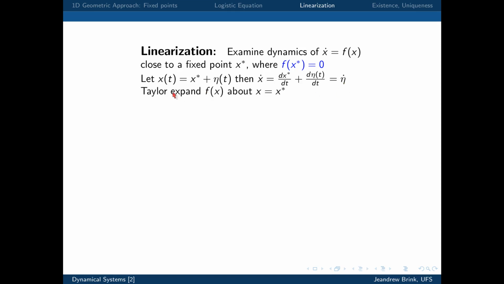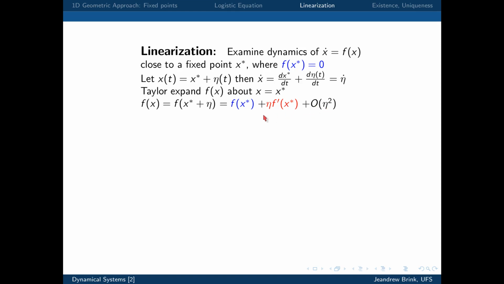And then what we're going to do is expand f of x about x equals x star. So we're going to do a Taylor expansion, and the way we do that is simply to use Taylor's theorem. What we get is that the first term is the function evaluated at x star, plus eta times the derivative of the function at x star, plus higher order terms, where you have 1 over n factorial multiplying the nth derivative of the function evaluated at x star.